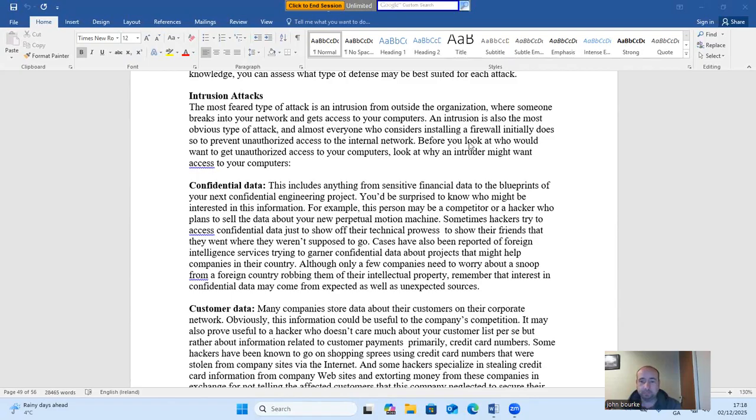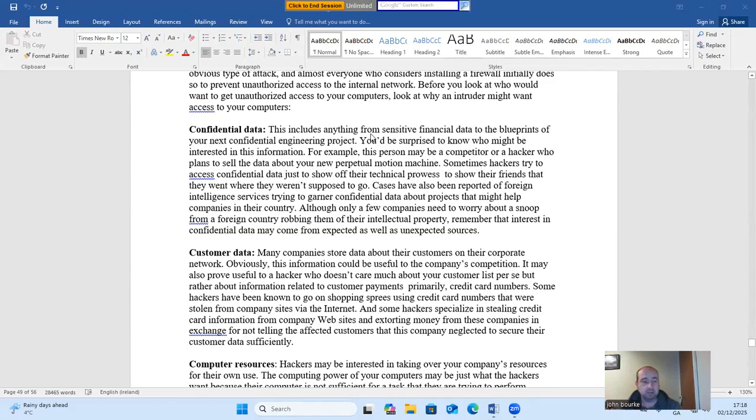Before you look at who would want to get unauthorized access to your computers, look at why an intruder might want to access your computer's confidential data. This includes anything from sensitive financial data to the blueprints of your next confidential engineering project. You'd be surprised to know who might be interested in this information. For example, this person may be a competitor or a hacker who plans to sell the data about your new perpetual motion machine. Sometimes hackers try to access confidential data just to show off their technical prowess, to show their friends that they got in where they weren't supposed to go.